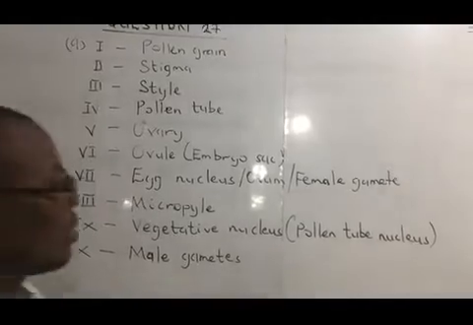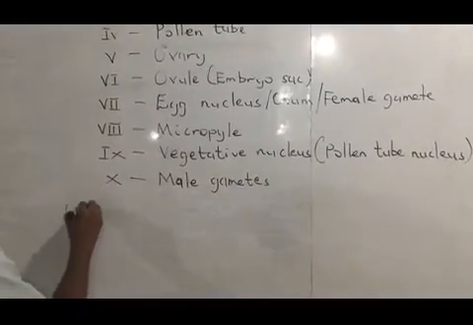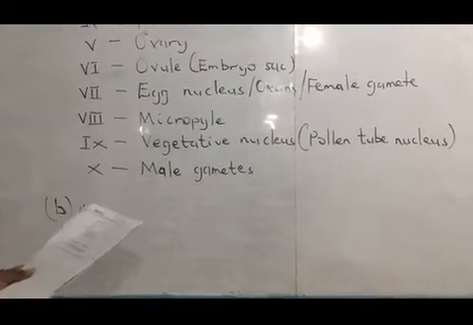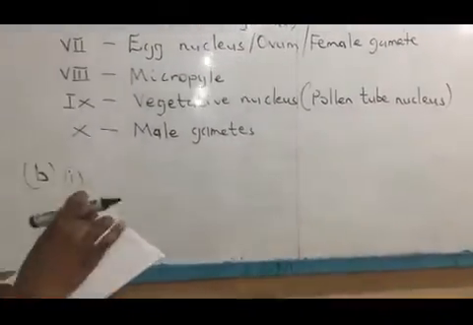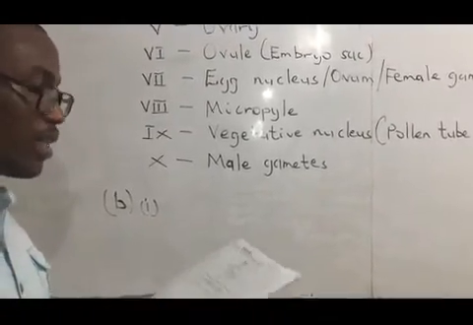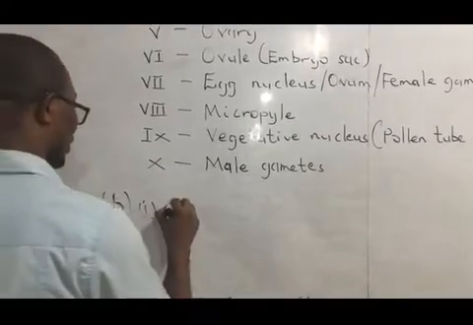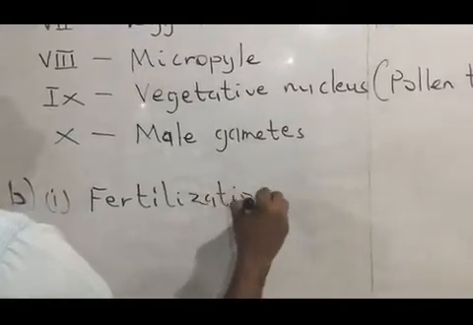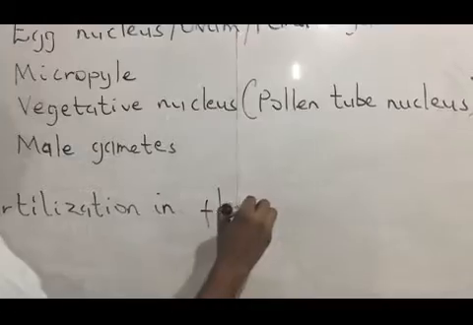The B(i) says we should name the biological process illustrated in the figure above. When we started solving the question, I told you that the diagram represents the process of what? Fertilization. So the biological process illustrated is fertilization in flowering plants.